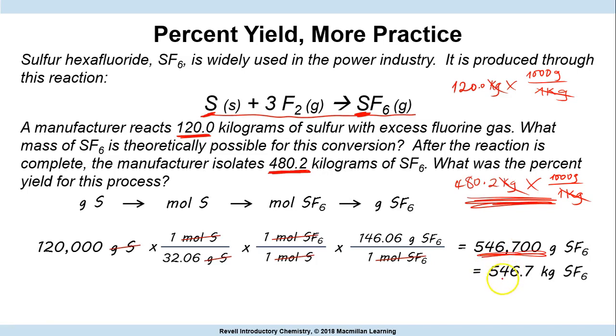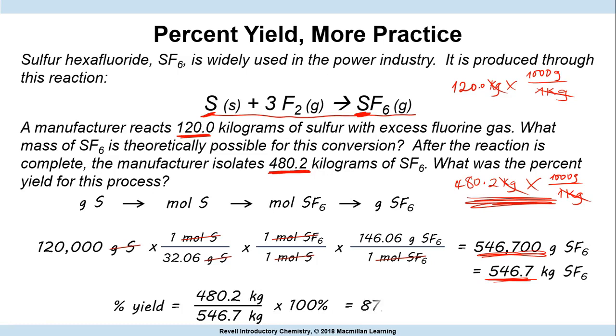So if we convert what we've obtained here to kilograms, we have 546.7 kilograms. Now the percent yield will be equal to the actual yield, which is 480.2 kilograms, divided by 546.7 times 100. That gives us 87.84%.